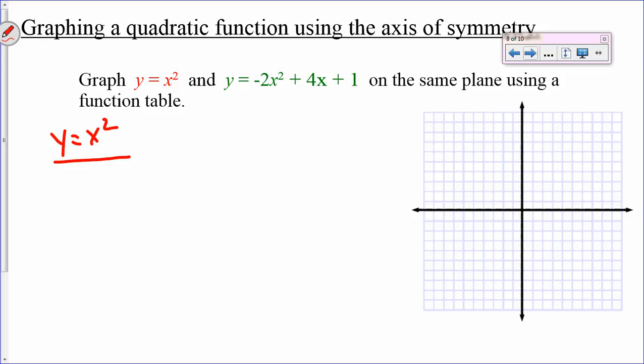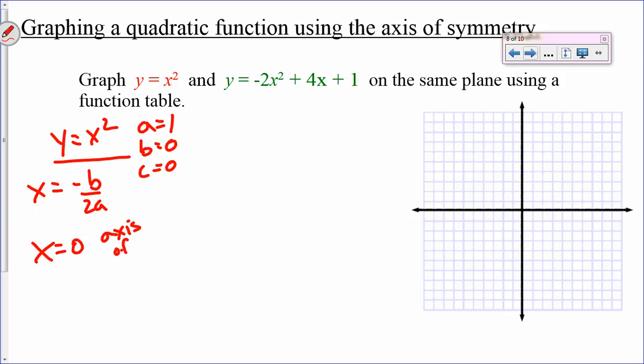So what is the axis of symmetry? Again, that is our formula: x equals negative b over 2a. What's that value here? Well, a here is 1, b is 0, and c is 0. So negative b, negative 0, over 2 times a. That's going to be x equals 0 is our axis of symmetry. So let's come over here on our graph. That's just the y-axis. Let's get our axis of symmetry there.